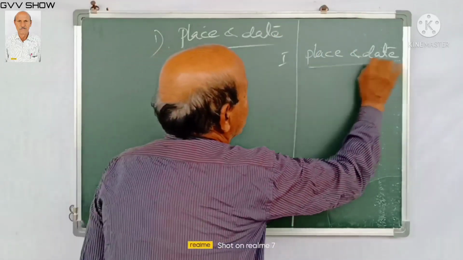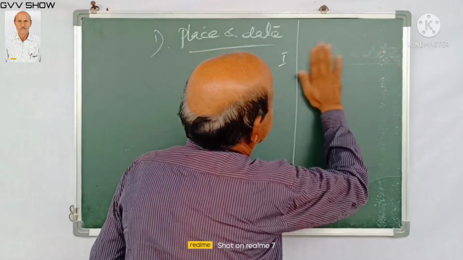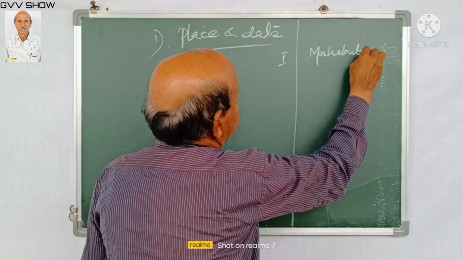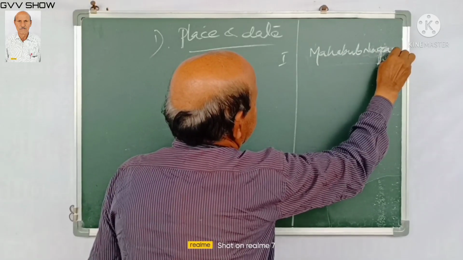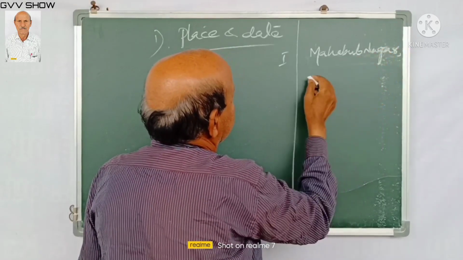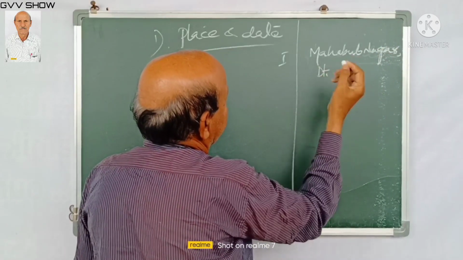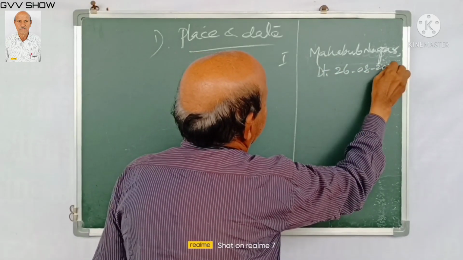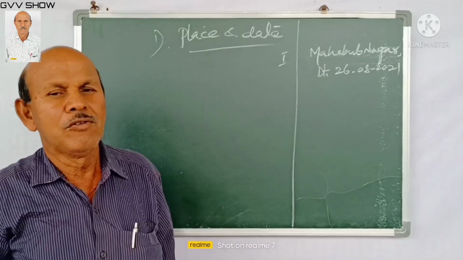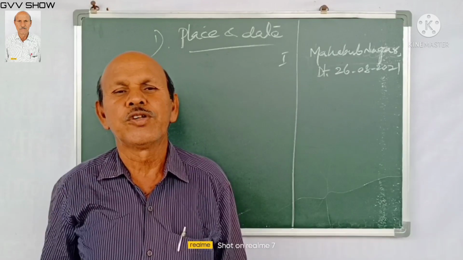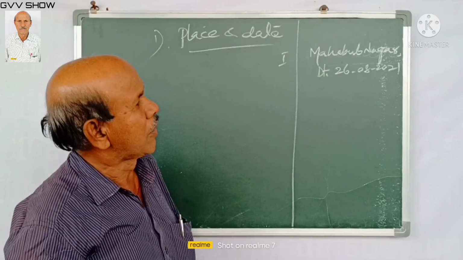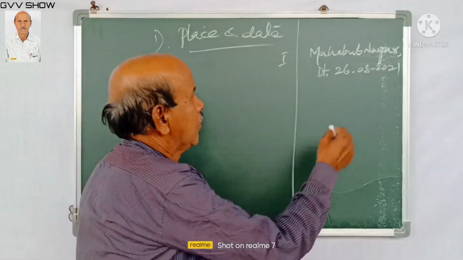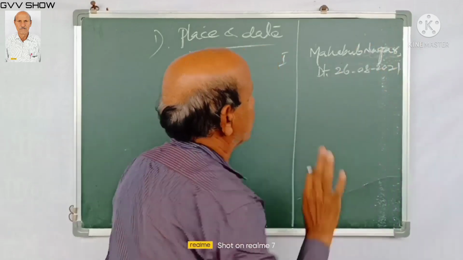You write the place, for example, Mehboob Nagar, then a comma, and the date, then full stop. What is the date today? 26/08/2021. You always write the full year, because if you write 21, some may think it is a date, not a year. You write 2021, then a full stop. This is the first part of the letter.